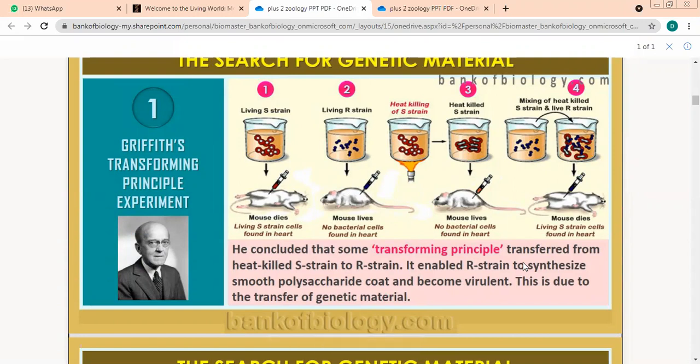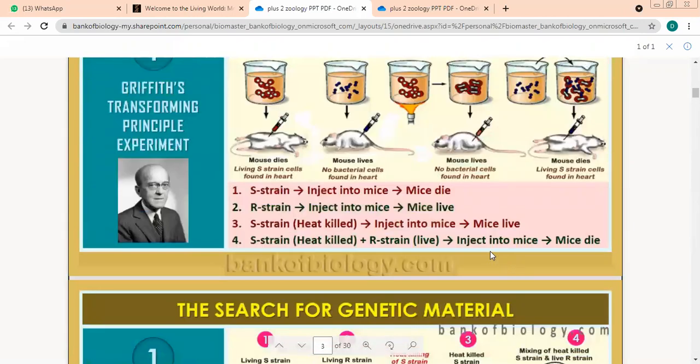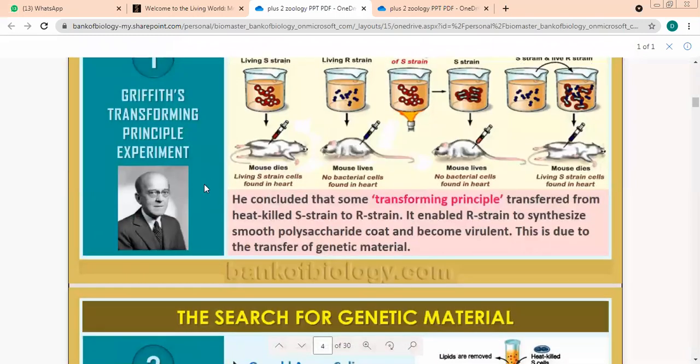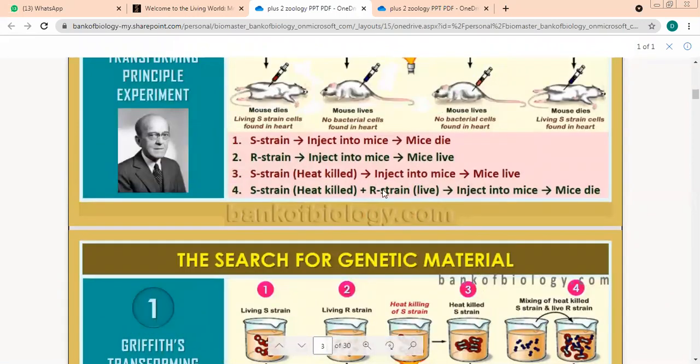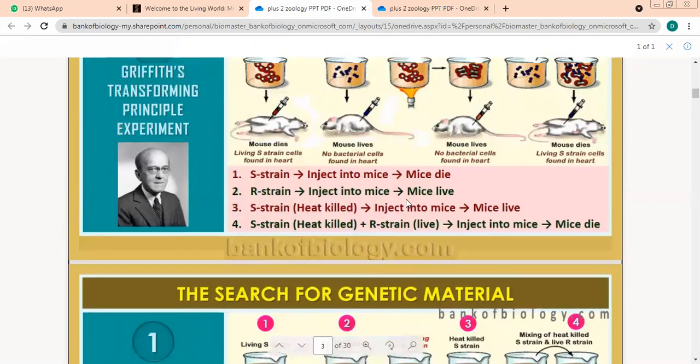What is the transforming principle? Now, what are his conclusions? He said that there was something which was transformed from the heat killed S strain. See, from the R strain the mice does not die. So he says there was something which was transferred from the S strain to the R strain. Because of which the rough strain also got a coating of mucus.